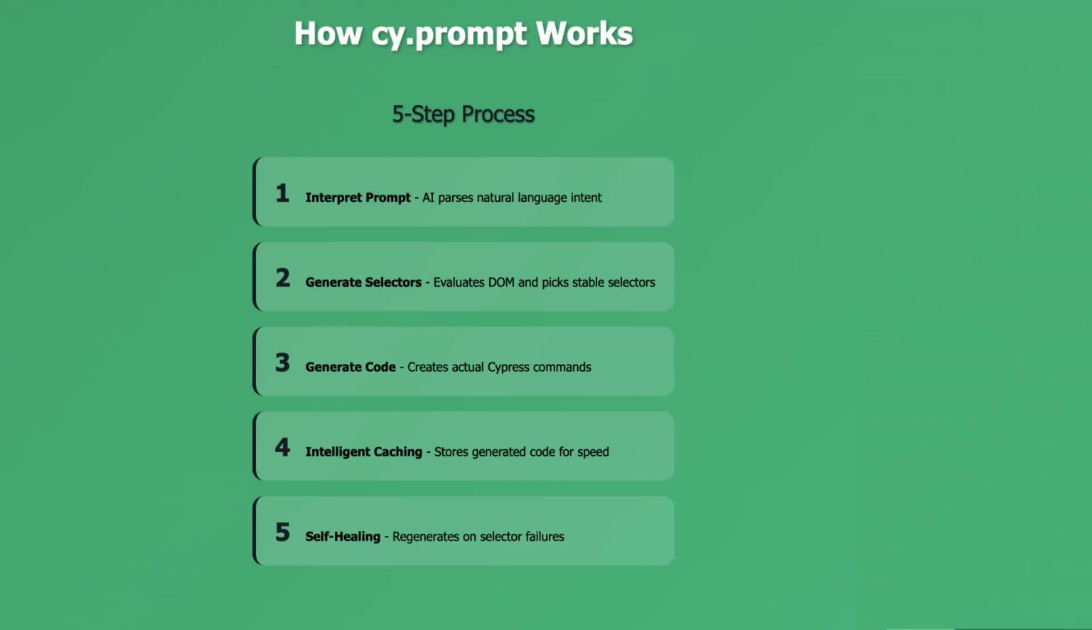First one is it interprets the prompt. Basically, AI parses the natural language intent and then Cypress sends each step into an AI model. Second one is generate the selectors. The third is it generates the Cypress code, and then after this we have intelligent caching and self-healing. Now let's understand all this 5-step process in detail.